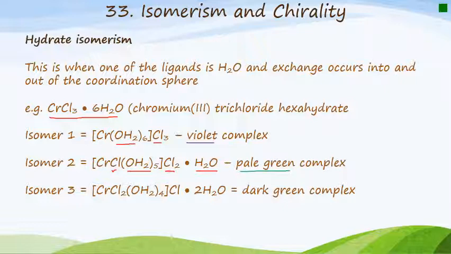Okay, there's a third possible isomer that can result, where another water molecule can now move outside of the coordination sphere. So we have 4 waters, and 1 chloride has now also come inside the coordination sphere, 2 outside, and we end up with a very dark green complex in this instance.